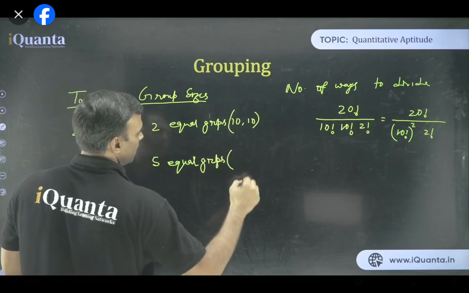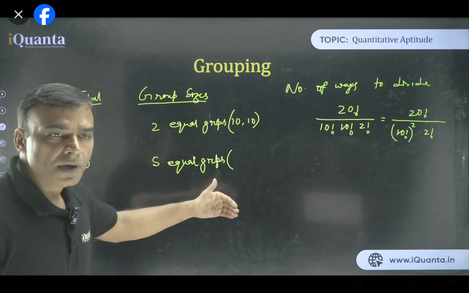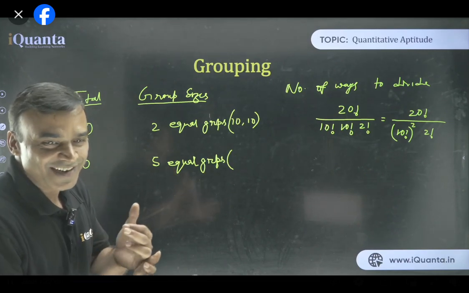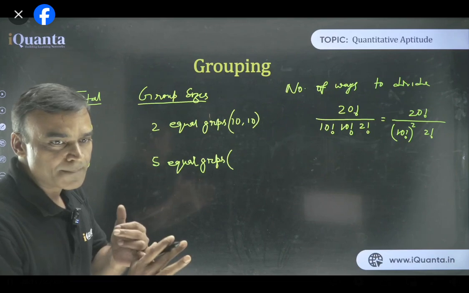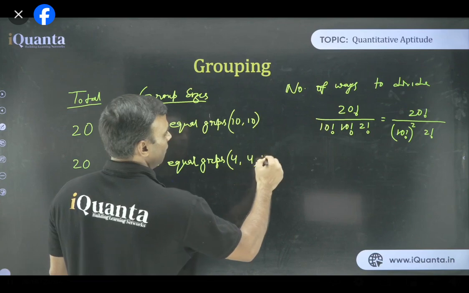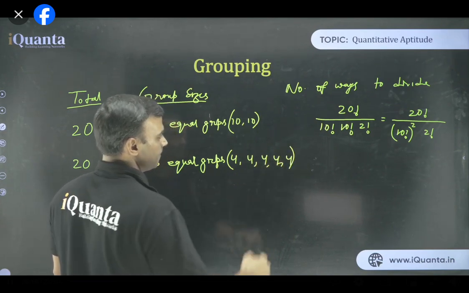Again, those who have understood, go ahead and do it. Those who have not, please do it with me. Permutation combination, where the most important thing is you cannot do it by taking attention. Just do it coolly, calmly. 5 equal groups. That means it is 4, 4, 4, 4, 4.